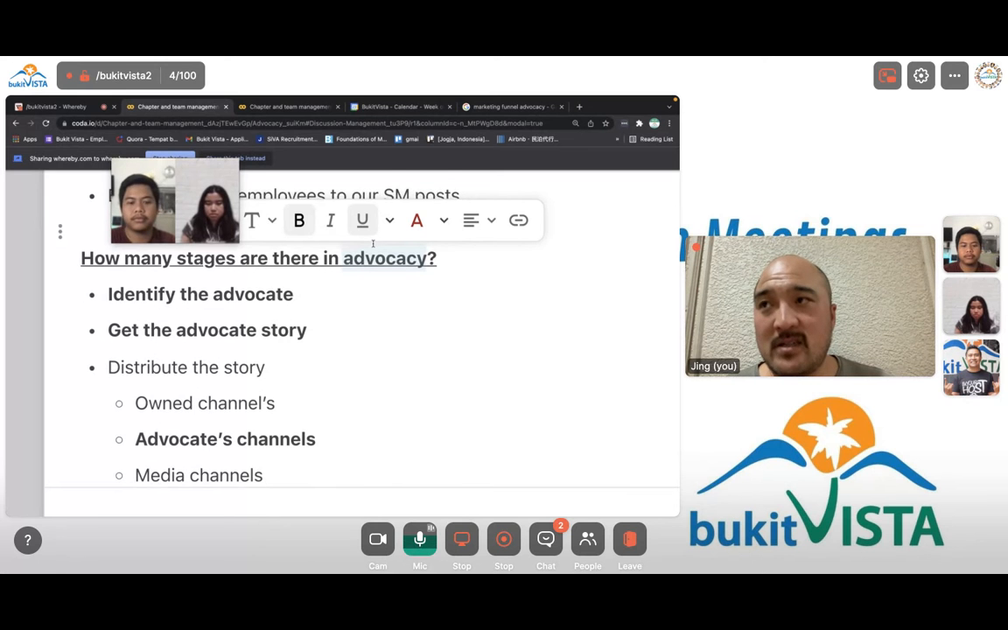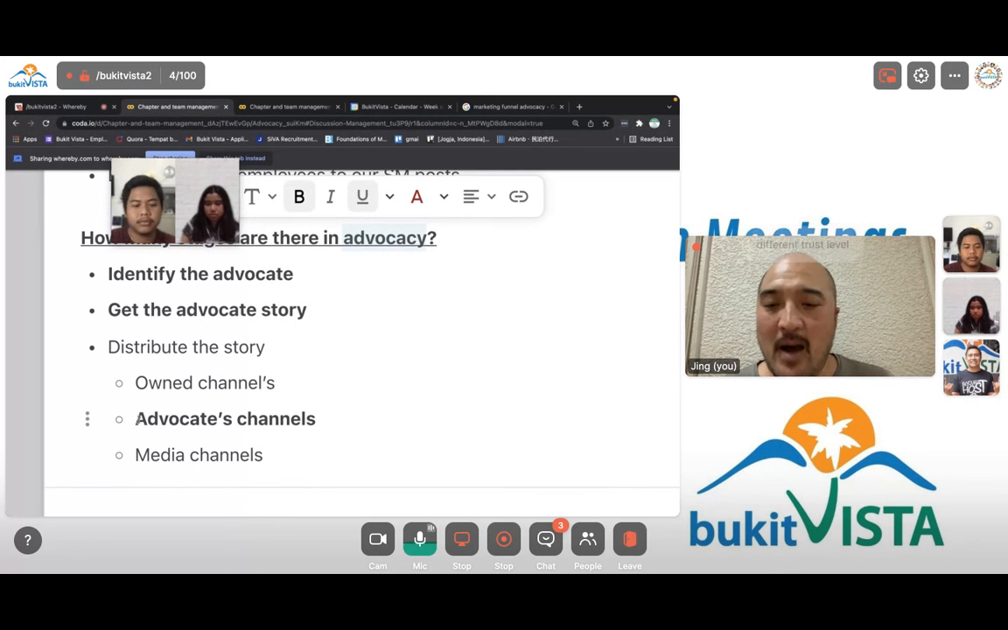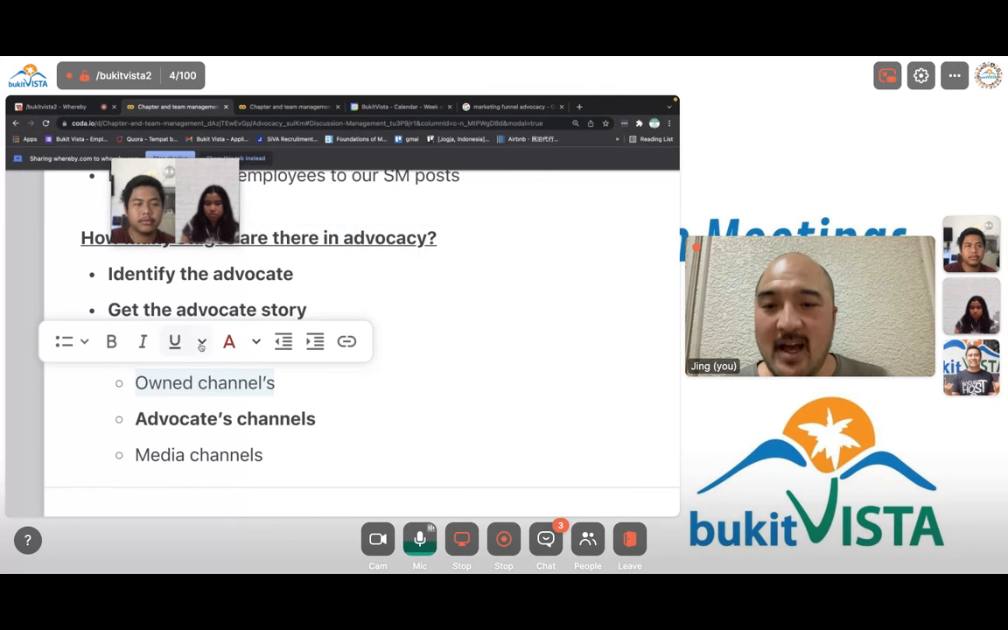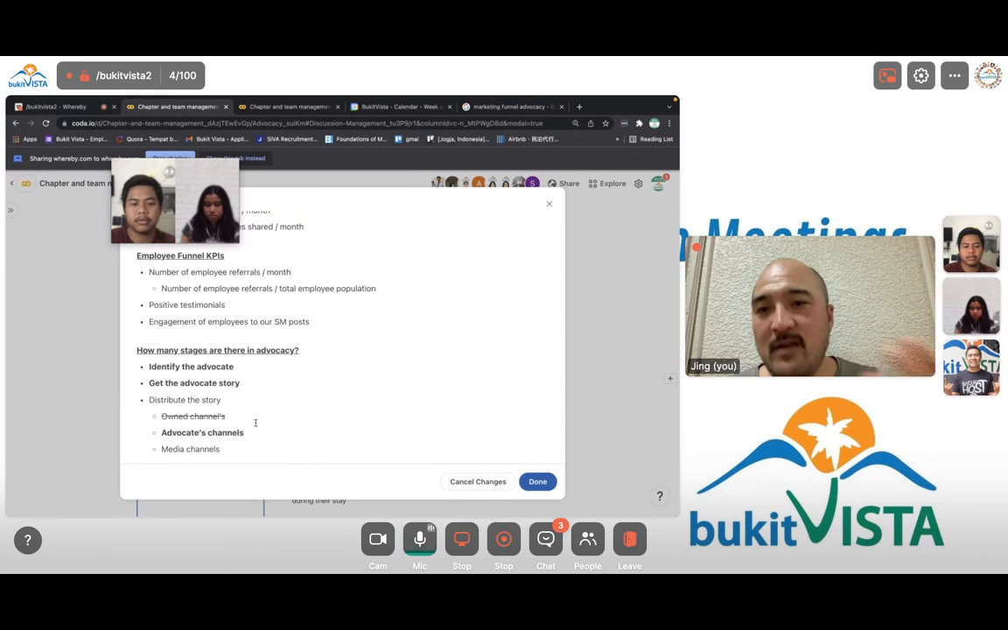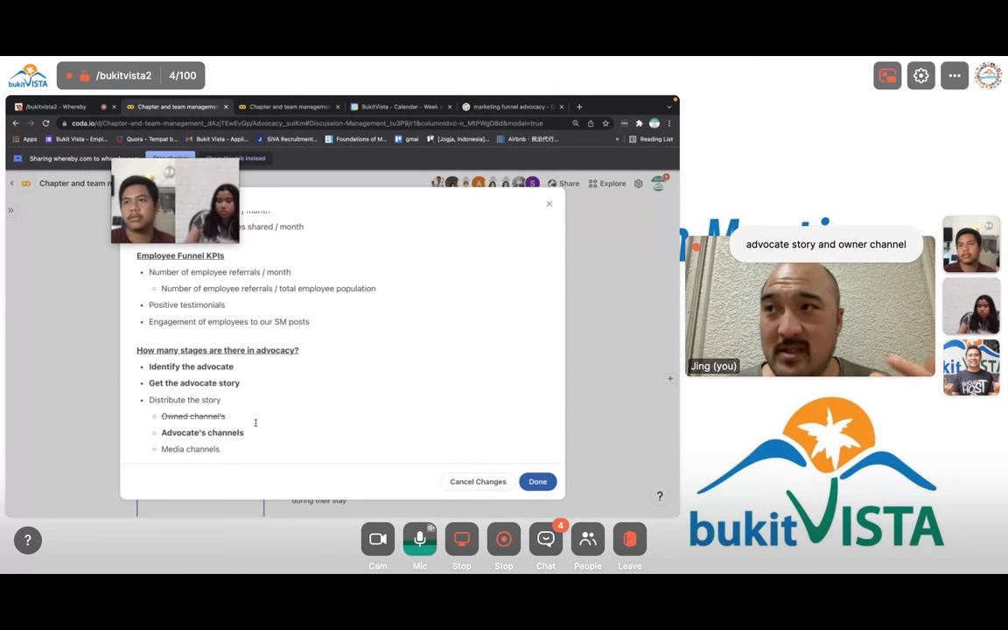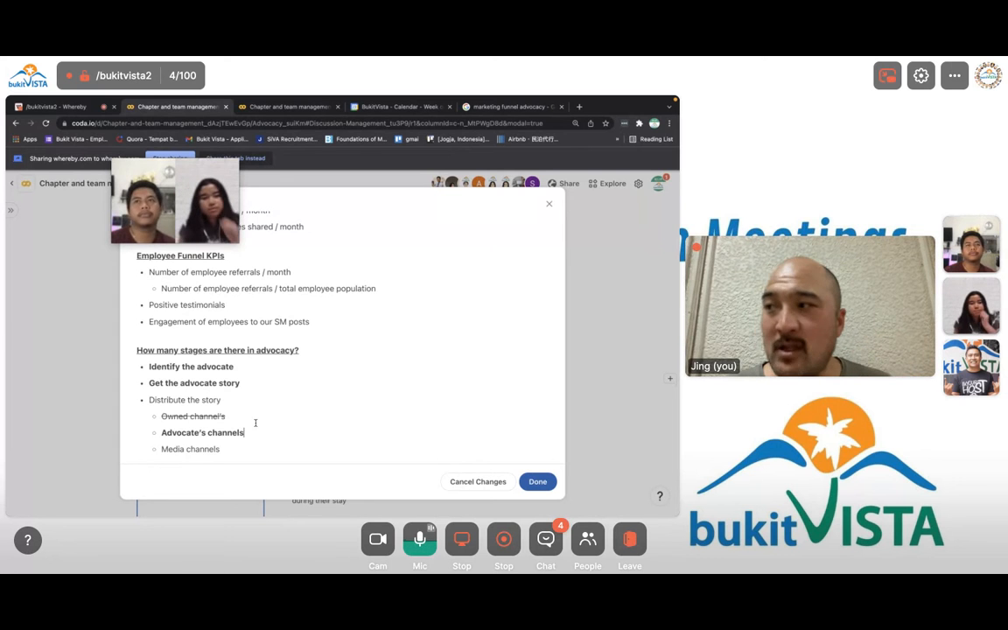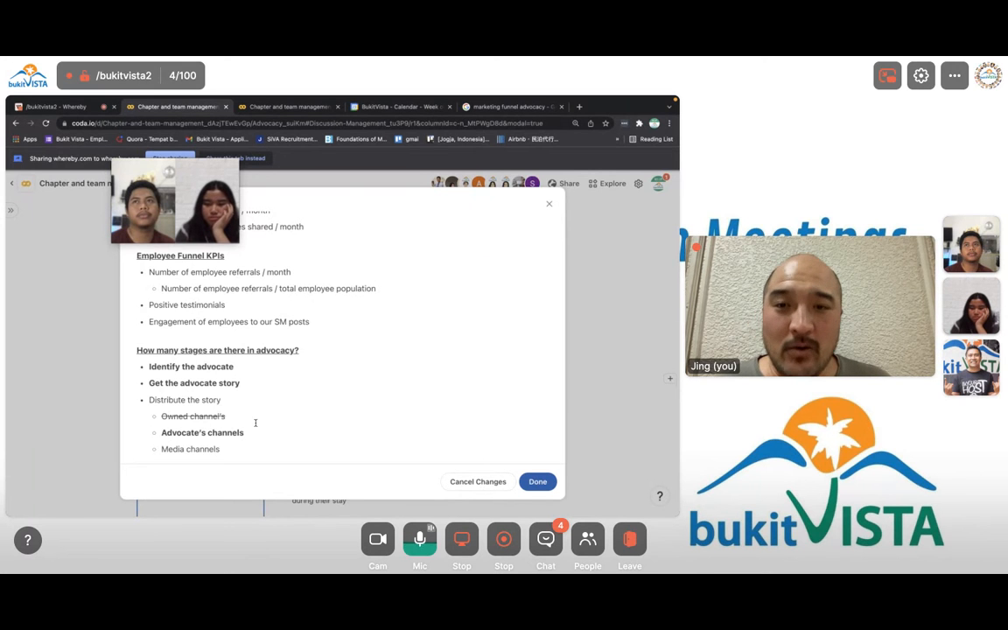The second thing about advocacy is that good advocacy should be shared, ideally not on your own channel. That should be the lowest priority for your advocacy. If you share your advocacy on your own channel, it's not bad, it could be okay. Let's say, for example, an employee says it's great to work at Bukit Vista. You can put that on the Bukit Vista YouTube, website, or LinkedIn. But what would be better is if that person shared it on their own LinkedIn, their own website, their own blog, and then you reshared it from your own channels. This is important to understand about how to get and optimize advocacy.